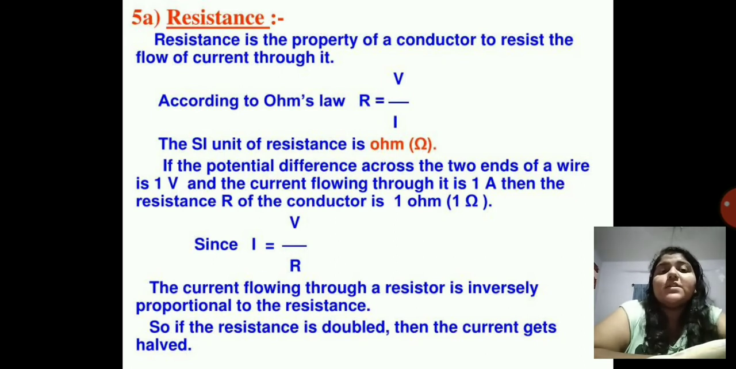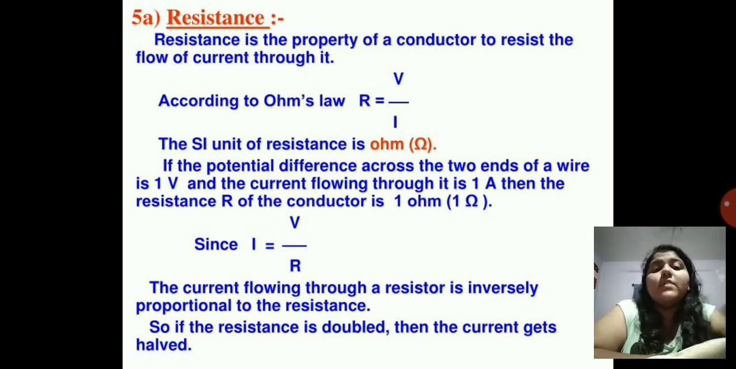If the potential difference across the two ends of a wire is 1 volt and the current flowing through it is 1 ampere, then the resistance R of the conductor is 1 ohm. Here the definition of 1 ohm is given. The current flowing through a resistor is inversely proportional to the resistance. If the current is increased, the resistance will be low. If the resistance is increased, the current will be low. That is why it is known as inversely proportional.